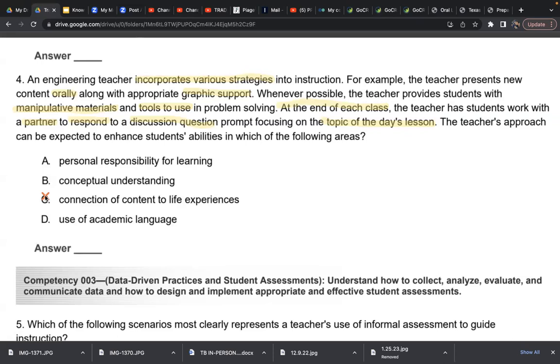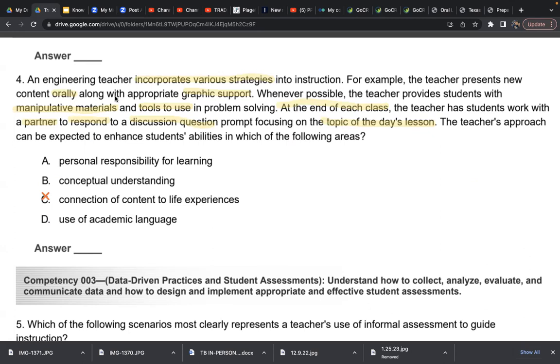Remember, guys, the question is the teacher's approach. There's not just one approach they gave us. They gave us various strategies. She uses oral with graphic support. She provides manipulative materials and tools to use when they're problem solving. And then at the end, she provides them an opportunity to think pair share with their partners based on the topic of the lesson. So what is she trying to strengthen? What is she enhancing their abilities with utilizing all of them? They gave you some of these to be tricky, but I think she wants the students to learn alone, but also in partners. So which area was she likely to enhance?